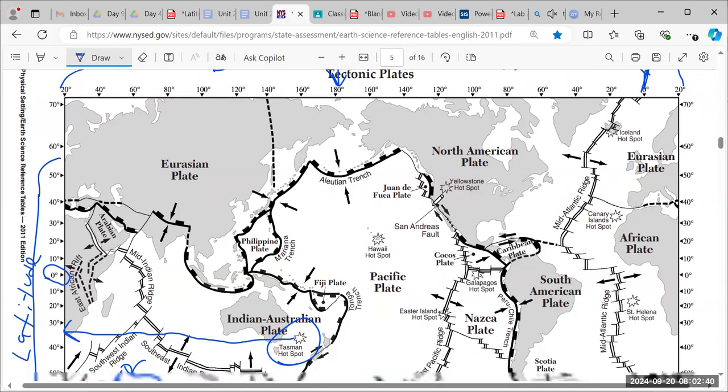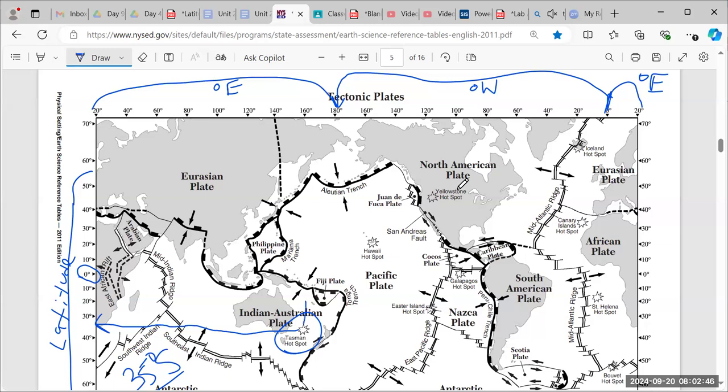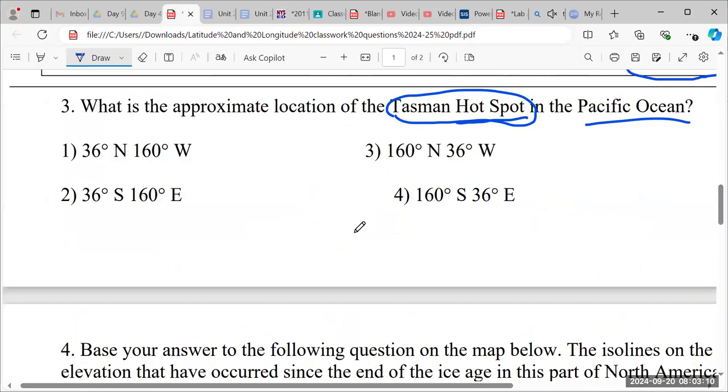All right. So when I look at the Tasman hotspot, we'll zoom out a little bit, and I scroll up, it's past, sorry, I know my line is not straight. It's past the 180 line. And so that means it's going to be degrees east. And what number does it point to? Looks to be 160 degrees east. So when I look at the option, 35 degrees south, 160 degrees east, the closest one to that is going to be choice 2.